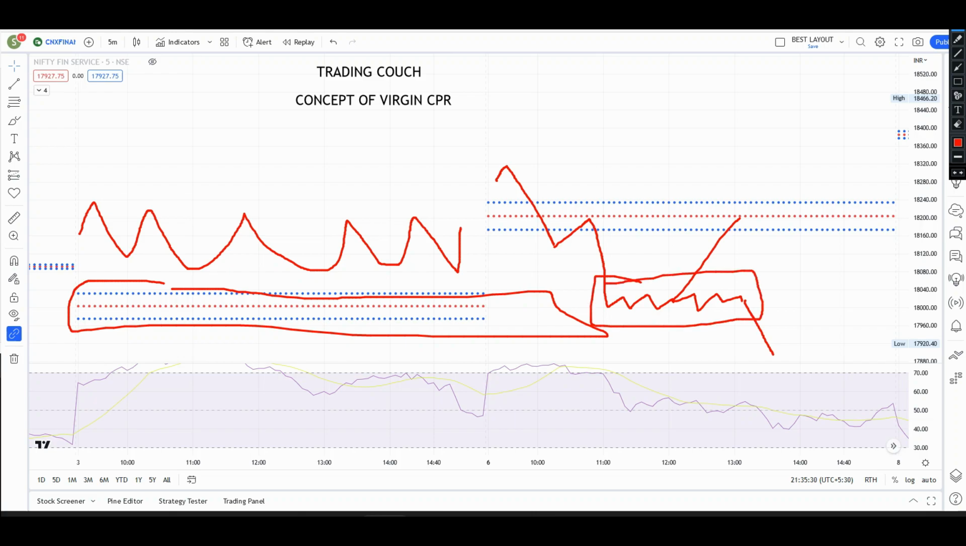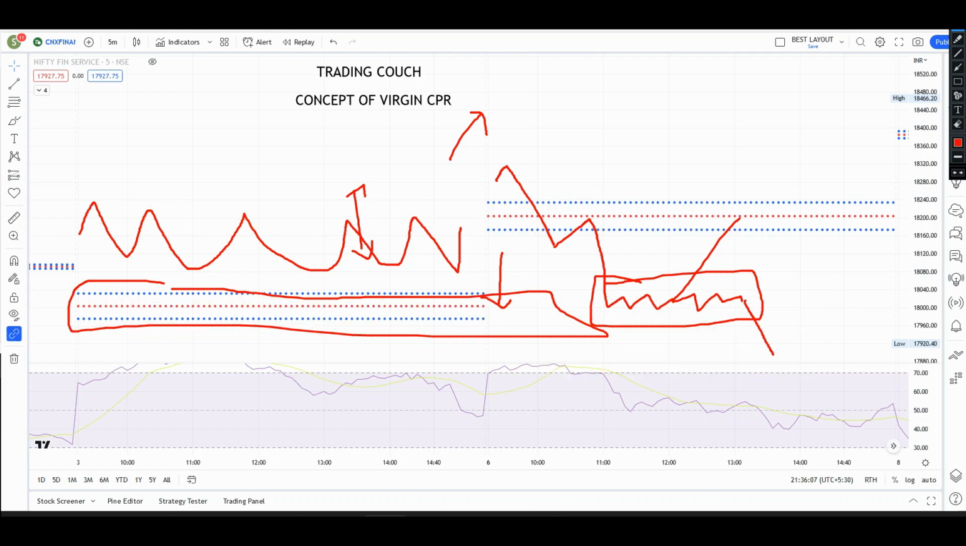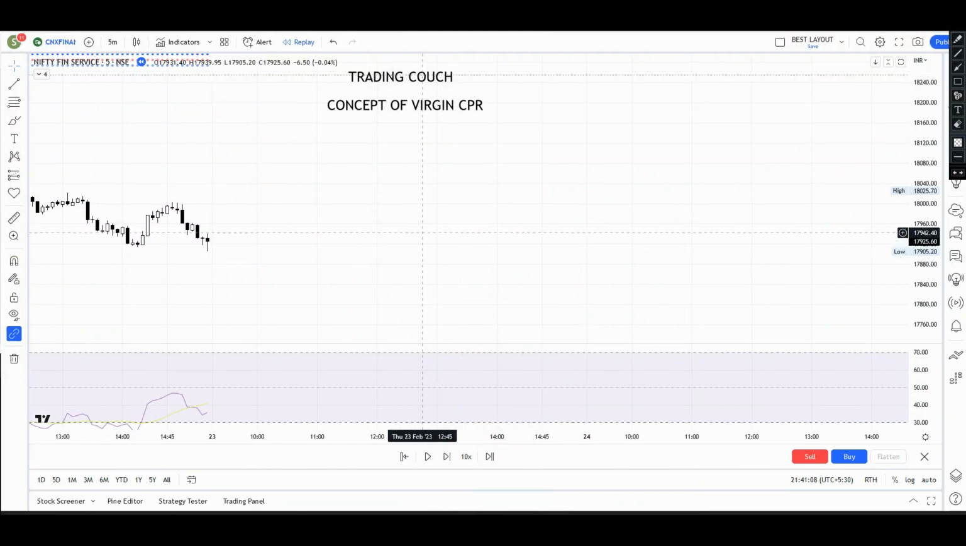So when we know this concept of virgin CPR, and say for a trading session we look back and find there are certain virgin CPRs near the price levels at which we currently are, then we can predict that the price might come to this level and take support, or it might act as a resistance. And if the virgin CPR is wide, then it is more powerful as a support or resistance, and if it is narrow, it has less chance of being a strong support or resistance. So let us look into some examples, and you will come to know how exactly virgin CPR is traded.